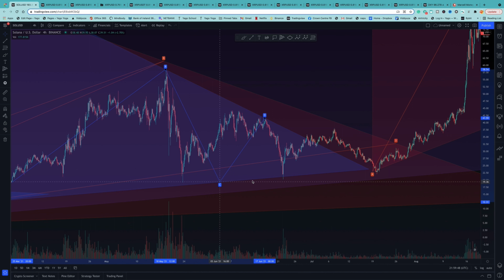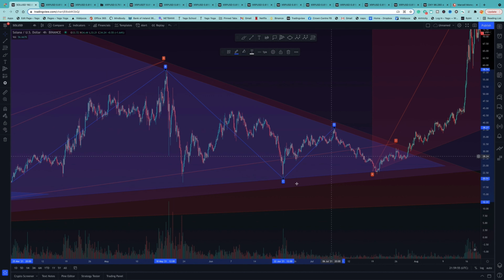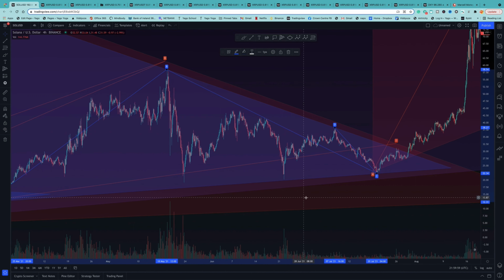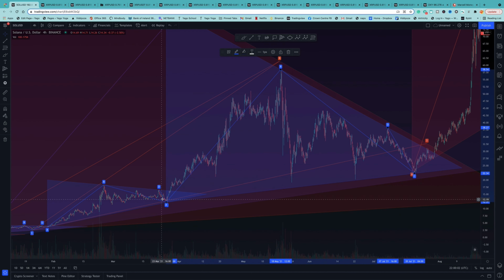Now I'm going to have to bring this to here. And I'm going to bring this to here. And just to catch this in here. There we go. Okay, so now this one is an impulse wave up, ABC correction down, impulse up, ABC correction down, again impulse up, ABC correction down.